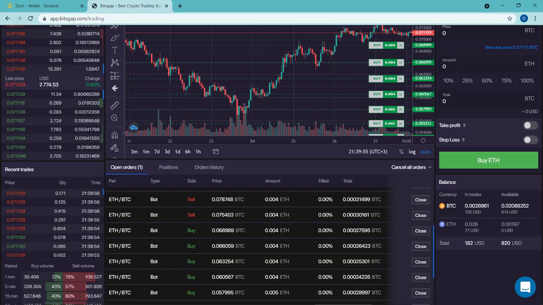Here is an order to buy 0.004 Ethereum when the value of Ethereum goes down to 0.068, and another 0.004 when the value goes down to 0.066, and then when it goes down to 0.063, to buy more. So you see, as the value of Ethereum goes down and down and down, these orders will be fulfilled, and I'll be buying more and more Ethereum.